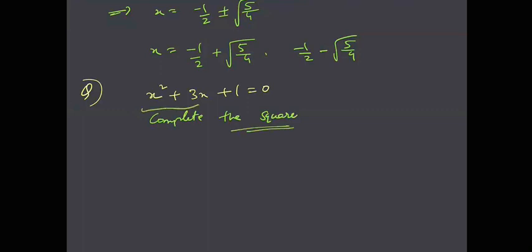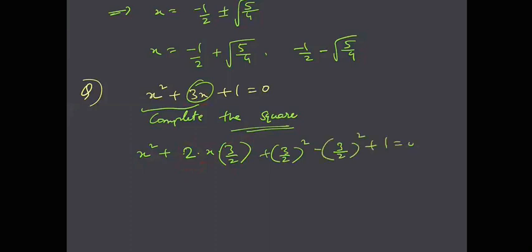So how do you complete the square here? It is x square plus, we want this as 2ab. So 2 into x into, now to maintain uniformity, you will write 3 by 2 here, right? Because 2 into x into 3 by 2 is nothing but 3x, and we have got our form 2ab. Now we just add b square and subtract b square, plus 1 equals 0.